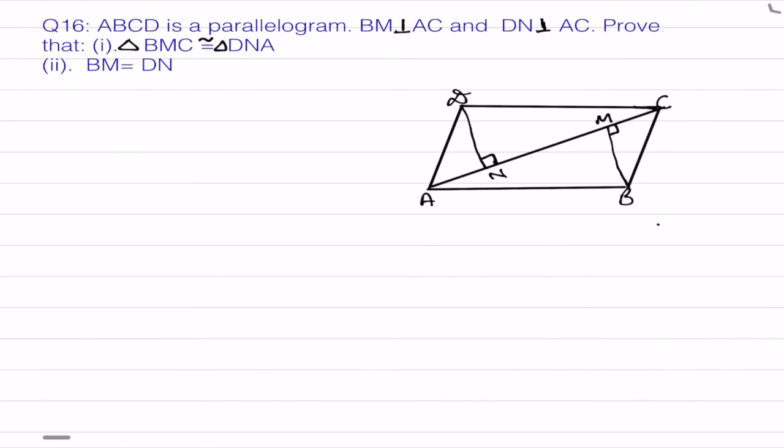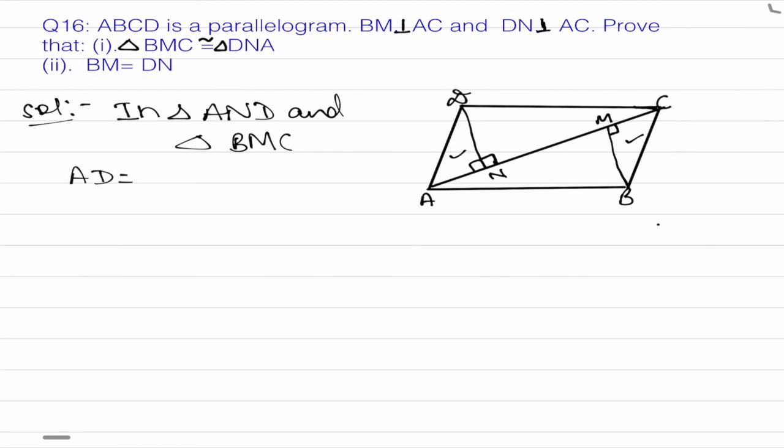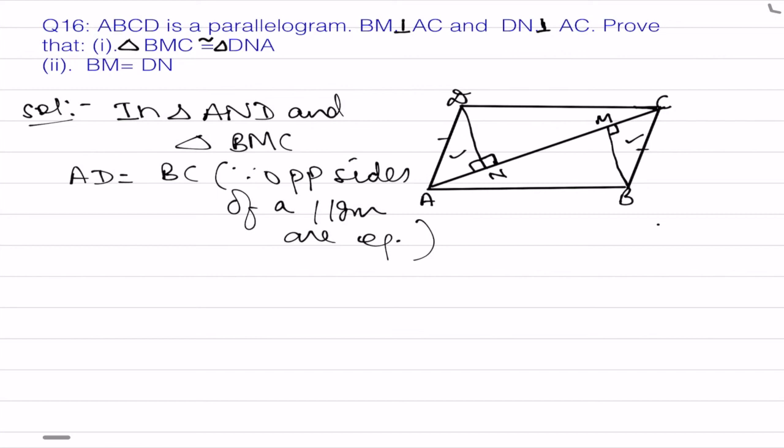ABCD is a parallelogram in which BM is perpendicular to AC and DN is perpendicular to AC. Prove that triangle BMC is congruent to triangle DNA and BM is equal to DN. So for this, we will consider these two triangles. In triangle AND and triangle BMC, first condition is AD is equal to BC because opposite sides of a parallelogram are equal. Second is angle N is equal to angle M because both are perpendicular, meaning they are 90 degrees.